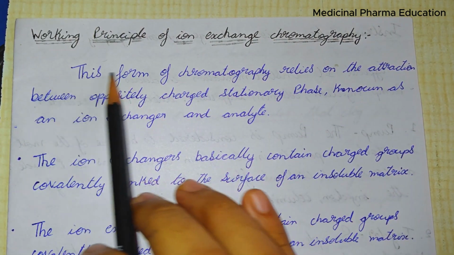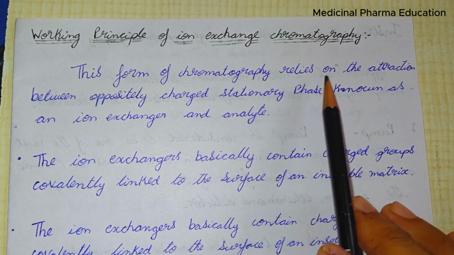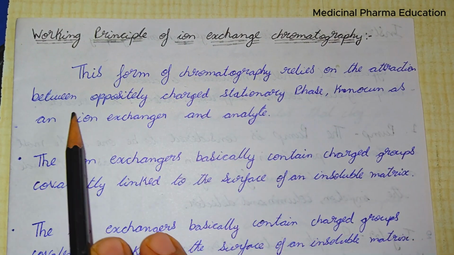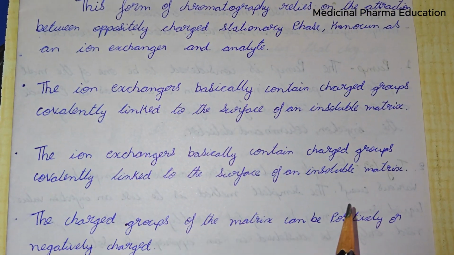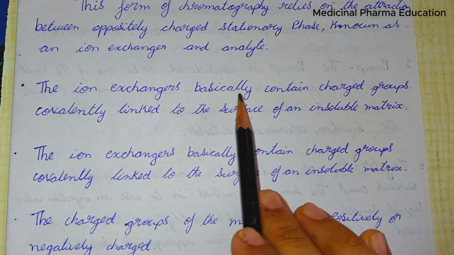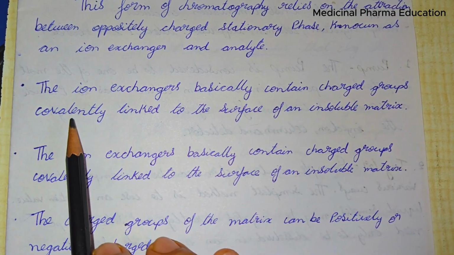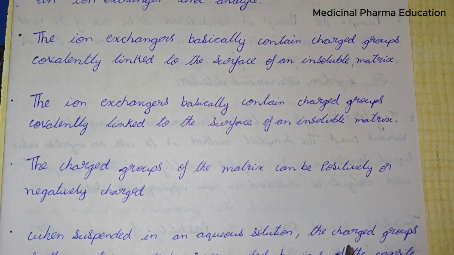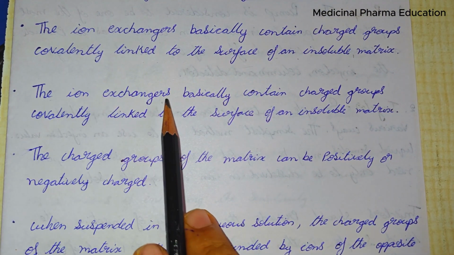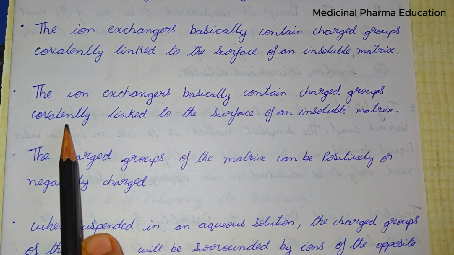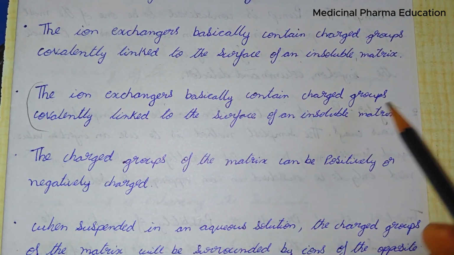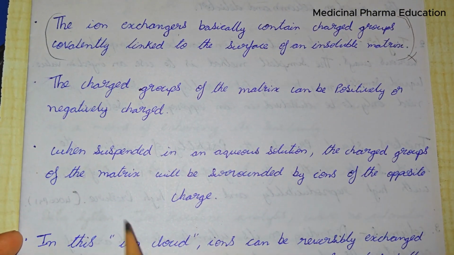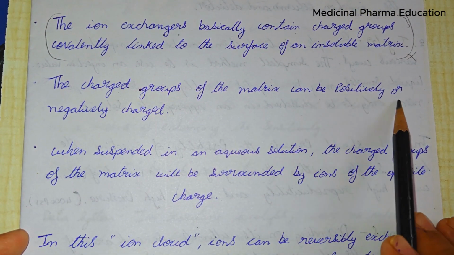This form of chromatography relies on the attraction between the oppositely charged stationary phase, known as the ion exchanger, and the analyte. We have discussed it. The ion exchangers basically contain charged groups covalently linked to the surface of an insoluble matrix. The charged groups of the matrix can be positive or negative.